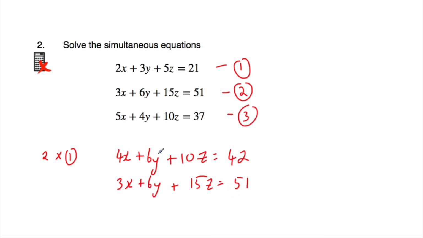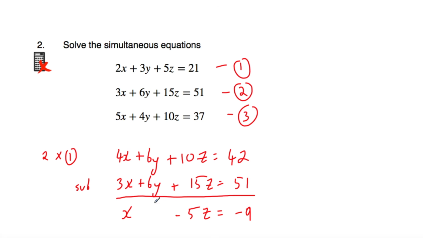And then if we have a look at our y's, we've got 6y's and 6y's. If we take them away, that'll be equal to 0. So let's do that. So let's write here sub for subtract, and then subtract those equations. So 4x's take away 3x's, that's just x or 1x. 6y take away 6y, that's 0, so that's fantastic. Then we've got 10z take away 15z, so that'll be minus 5z's. And then finally, we've got 42 take away 51, that's equal to negative 9.